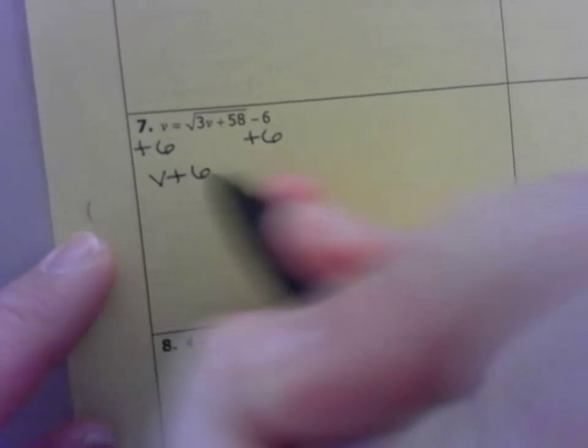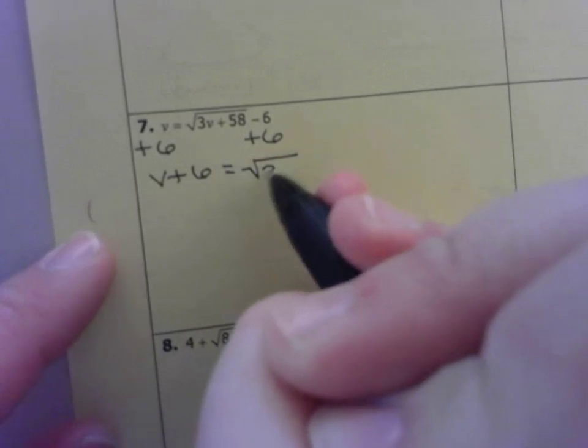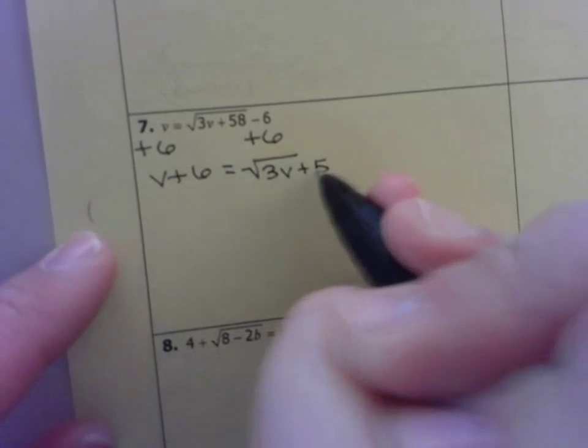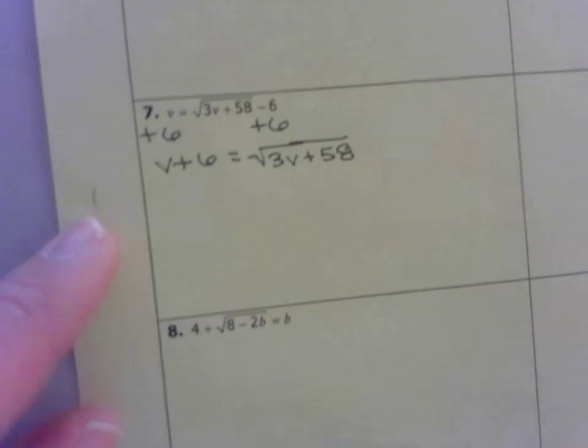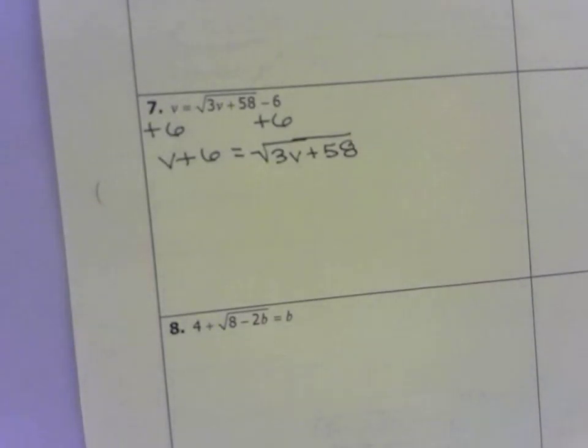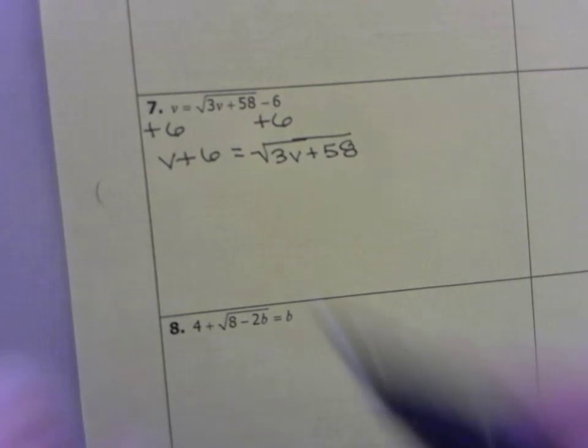V plus 6 equals the square root of 3v plus 58. Okay, am I ready to square this now? Yes, there's no numbers on the outside. There's nothing on the outside of the radical, so I can square both sides.